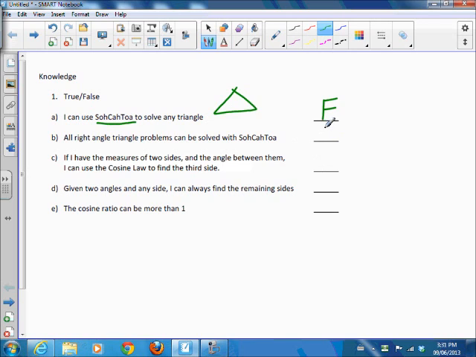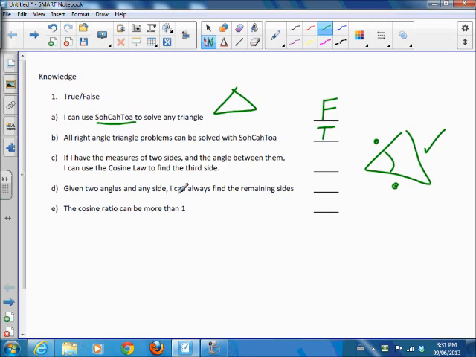So that is true. If I have the measures of two sides and the angle between them, I can use the cosine law to find the third side. So let's draw a diagram of what that means. Two sides, so I have this one, and the angle between them, I can use the cosine law? Yes, because that's when the cosine law is used.